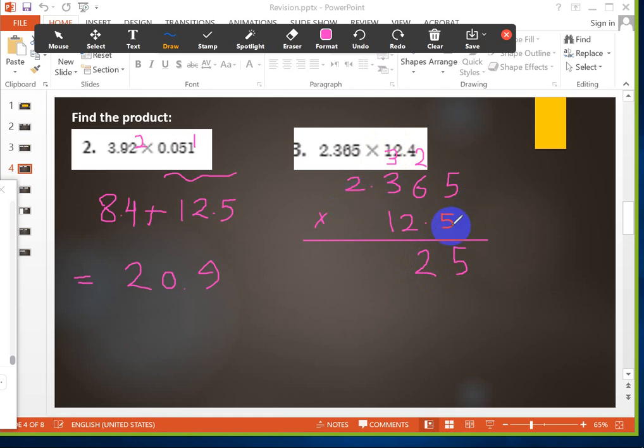Now I will continue. 5 multiply 3 equals 15. 15 plus 3 equals 18. Also, I can't write 18 here, so I will write 8 and 1 above the next digit. Regroup. Very good. Now, 5 multiply 2 equals 10.